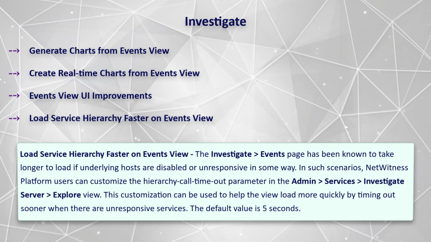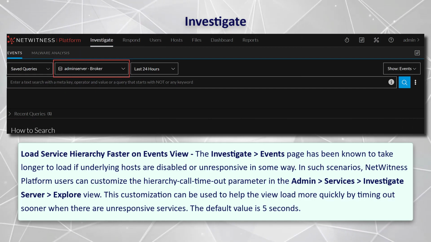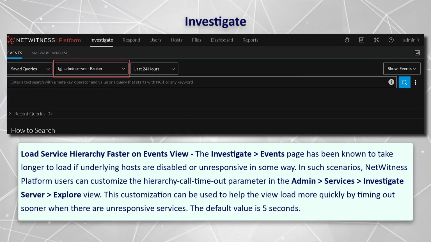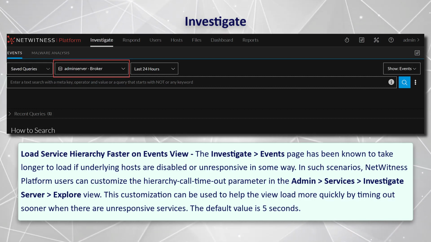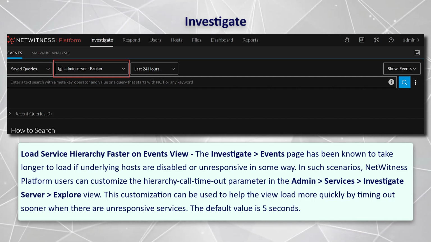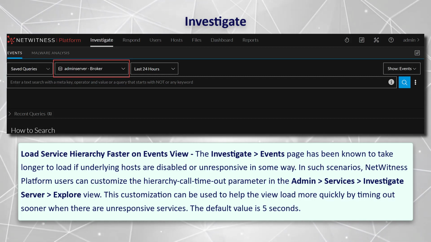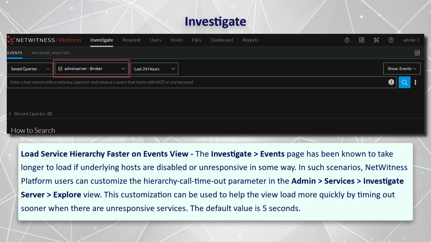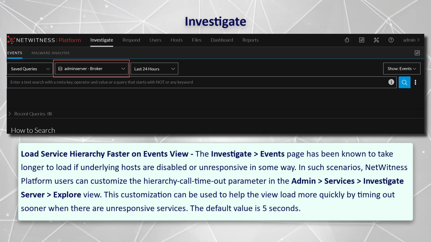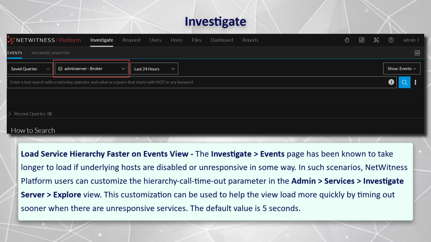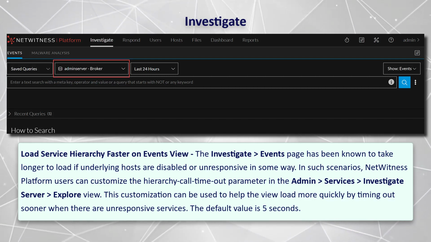Load service hierarchy faster on Events view. The Investigate Events page has been known to take longer to load if underlying hosts are disabled or unresponsive in some way. In such scenarios, NetWitness Platform users can customize the hierarchy call timeout parameter in the Admin, Services, Investigate Server, Explore view. This customization can be used to help the view load more quickly by timing out sooner when there are unresponsive services. The default value is 5 seconds.